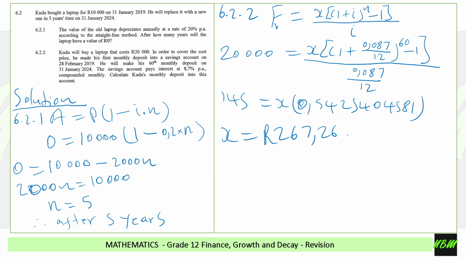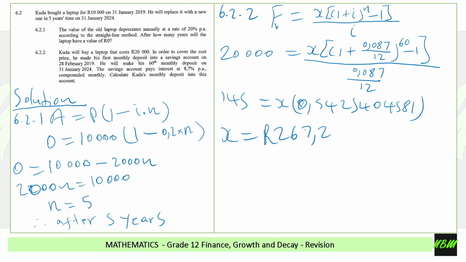We are having 26.1, right? Of which, if we are to take 26, we are not going to get to exactly 20,000 rands.